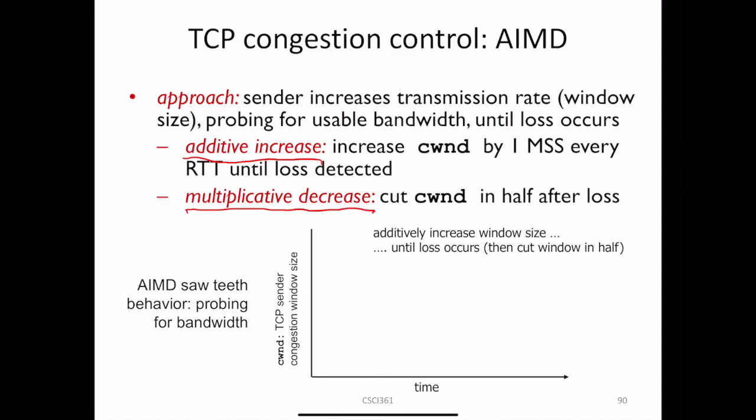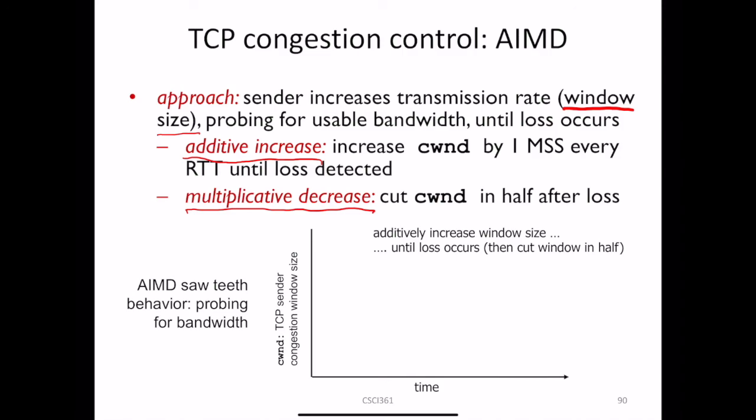The approach we use for TCP congestion control is that the sender increases the transmission rate, which is the window size. Actually, we try to fully utilize the link capacity or the bandwidth until packet loss occurs, and then we need to take some actions. Later I will show you. So when packet loss happens, how will TCP congestion control react?